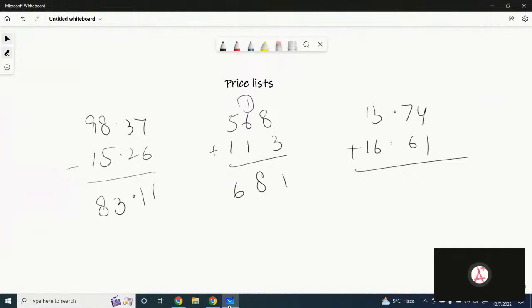So 4 plus 1 is 5, 7 plus 6 is 13, 3, 1 carry. 6 and 1, 7, 8, 9, 10, 0, 1 carry, it would be 3. So that means the total amount she needed is $30.35. Got it?